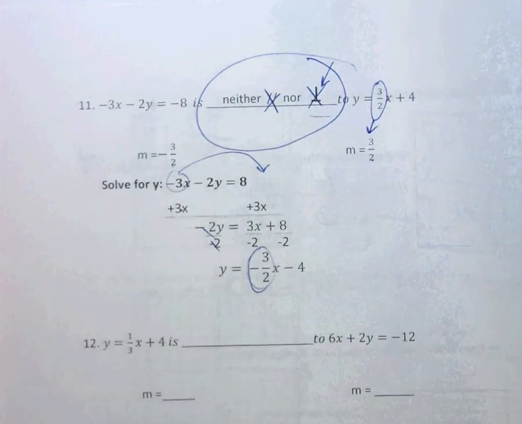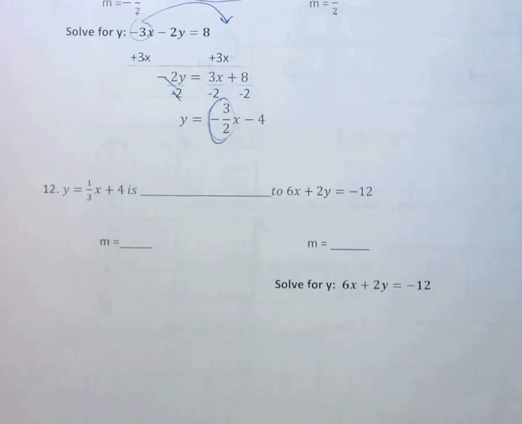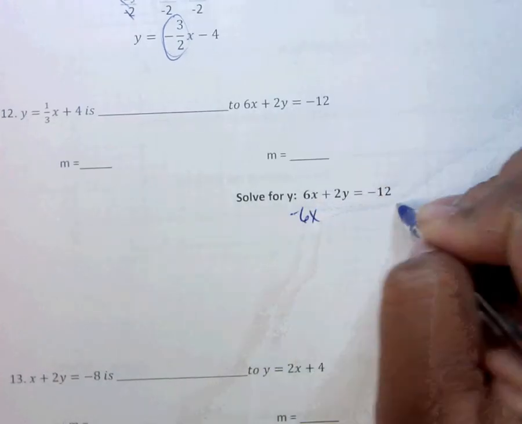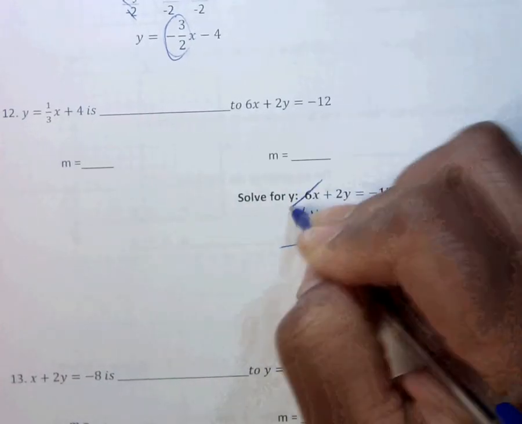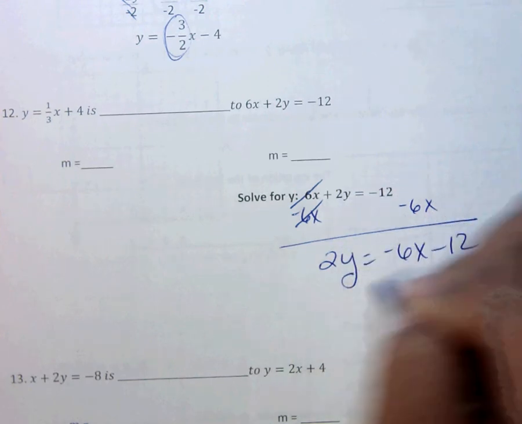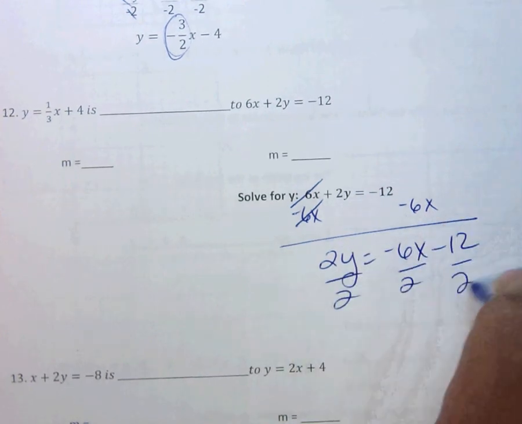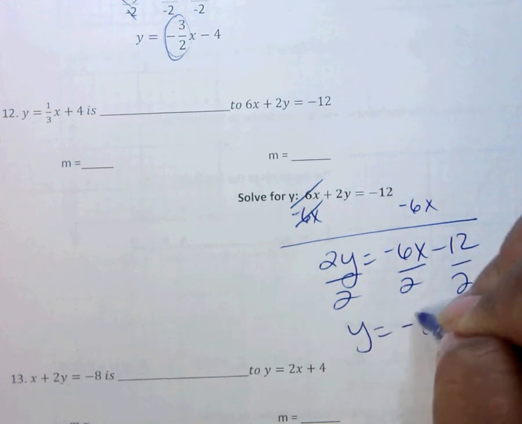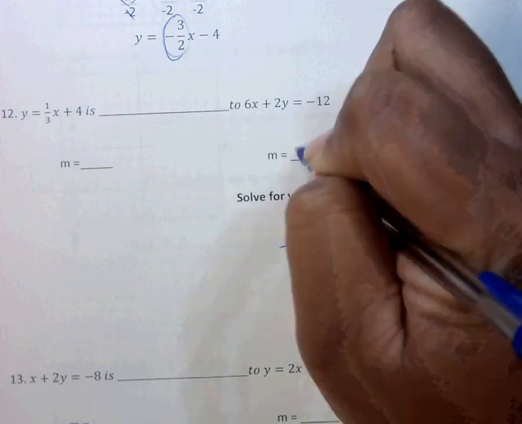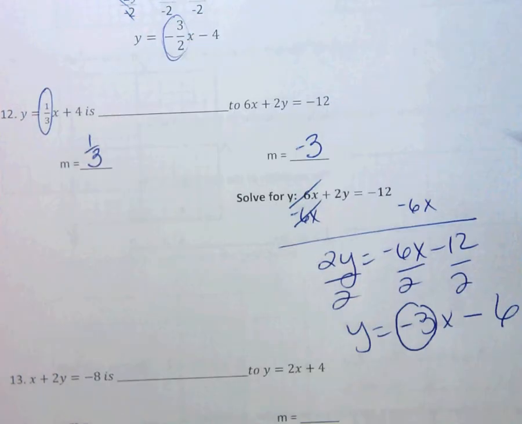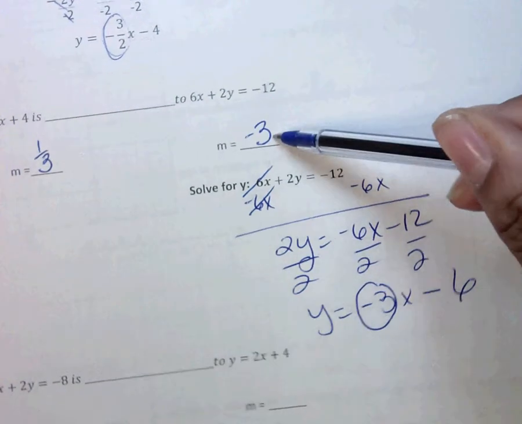I'm going to do number 12 and then leave the rest for you. I have to subtract 6x on both sides. That gives me 2y equals negative 6 minus 12. I divide by 2, and that gives me negative 3x minus 6. This is the slope I need. This is the number I need.